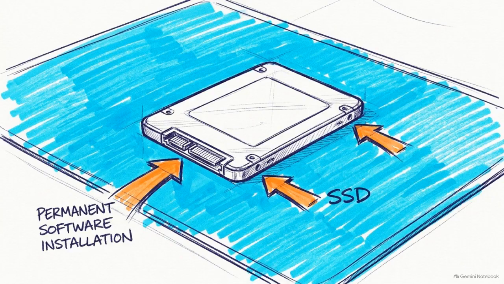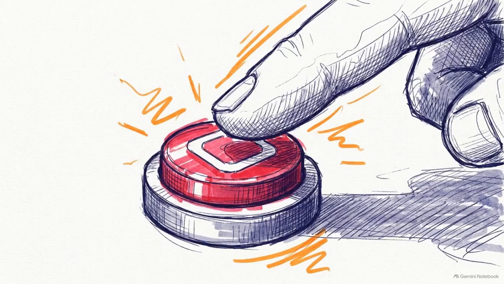Disabling a startup item leaves the software fully installed on your hard drive. You can still open and use the program whenever you want. It simply waits for you to click its icon manually.